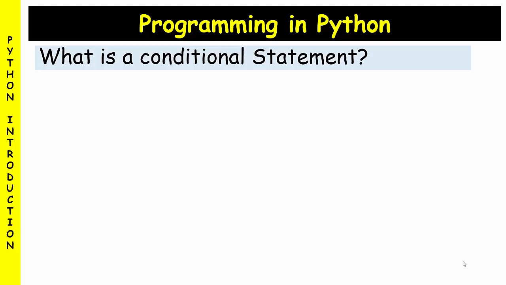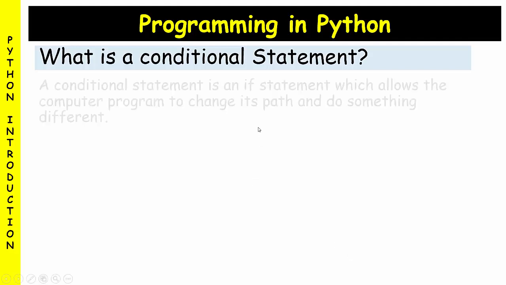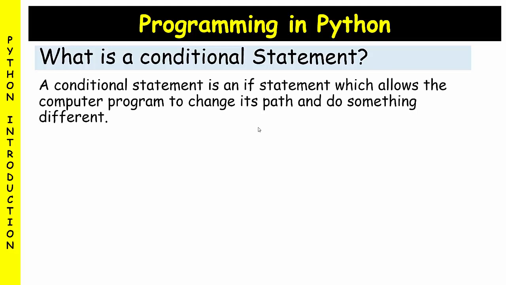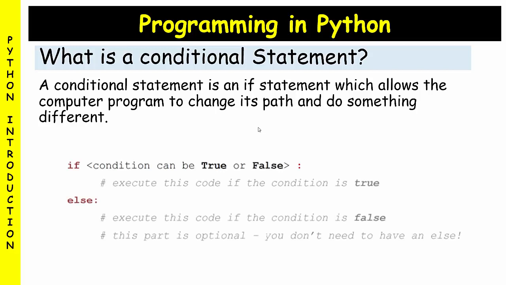So if we want our programs to be useful, it is necessary to be able to decide which code to execute depending upon the outcome of some event. To achieve this, we will need to use conditionals. Now, a conditional statement is an if statement, which allows the computer program to change its path and do something different, and this is all based on the condition you set out. Below is the structure of an if statement in Python.